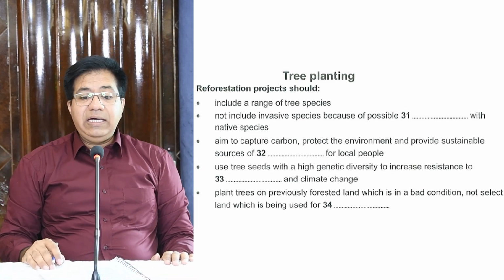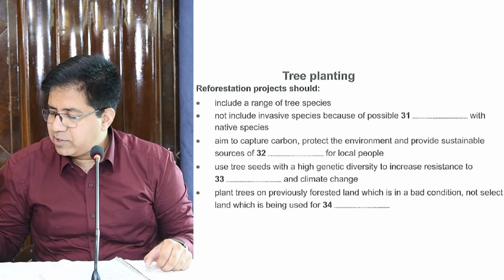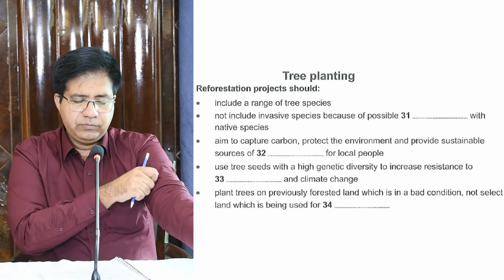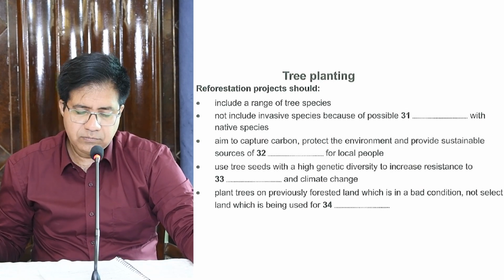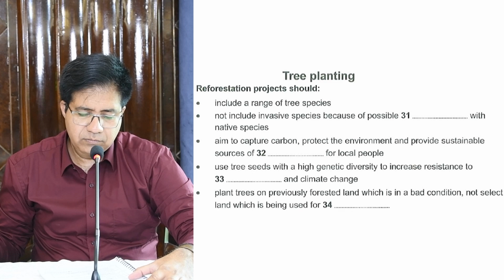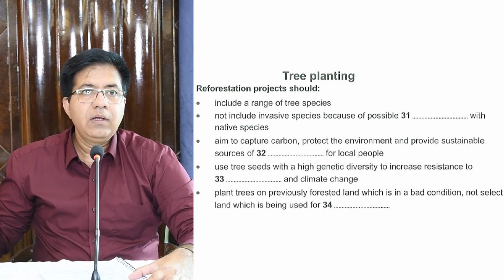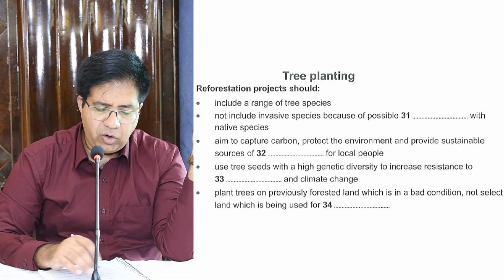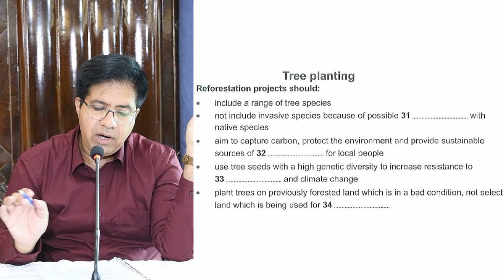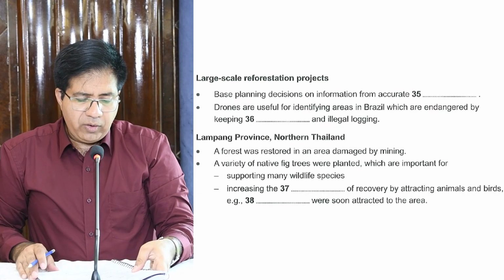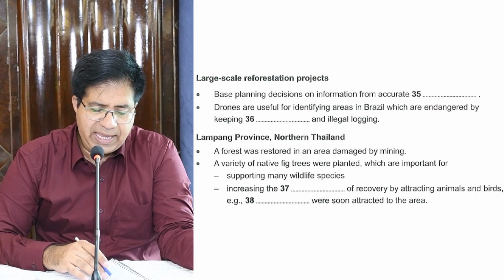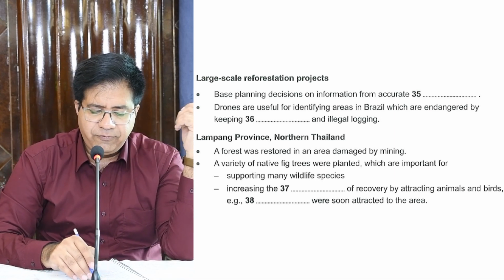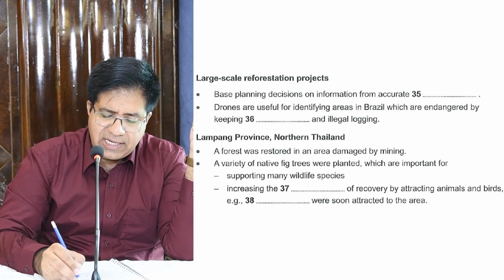So, agriculture, exactly. The last part here: such as recreational spaces. Reforesting areas which are currently exploited for agriculture should be avoided. Okay, areas for agriculture should be avoided means not select land which is being used for agriculture. Okay, question number 35. Large scale reforestation projects base planning decisions on information from accurate dash.